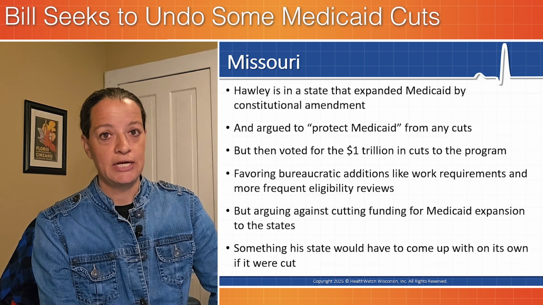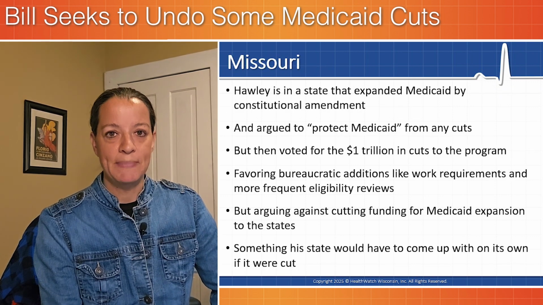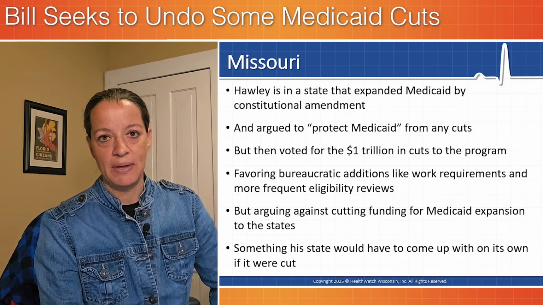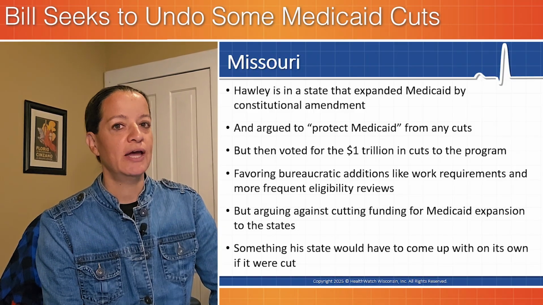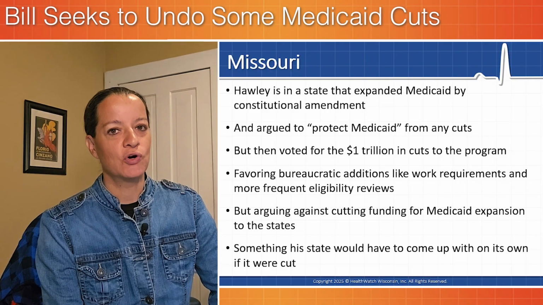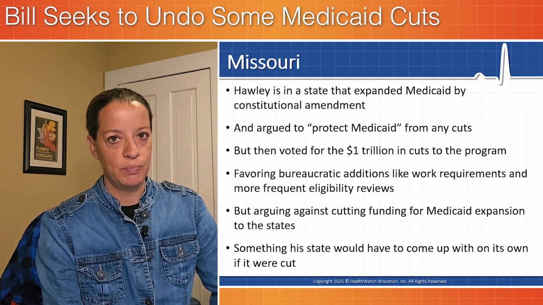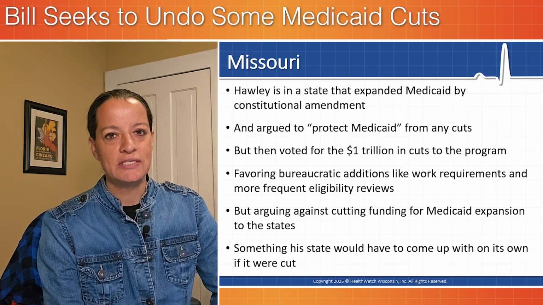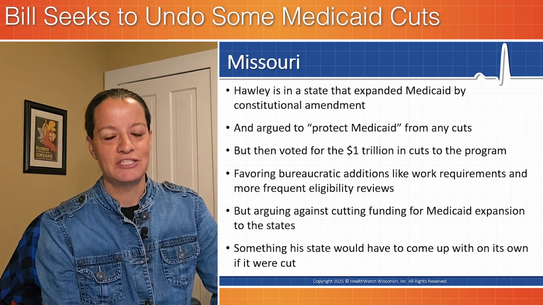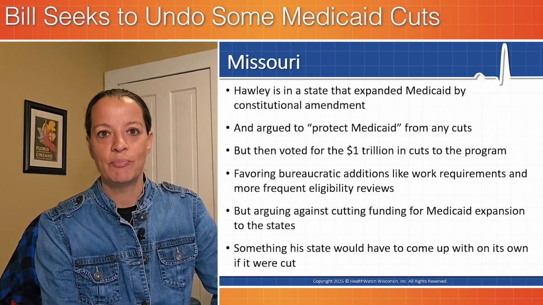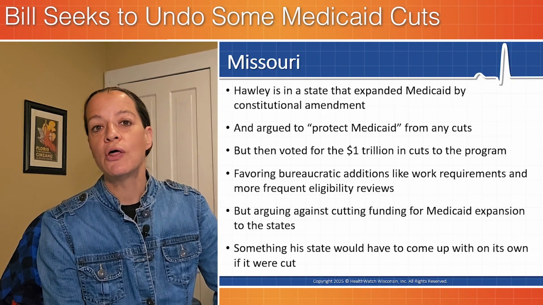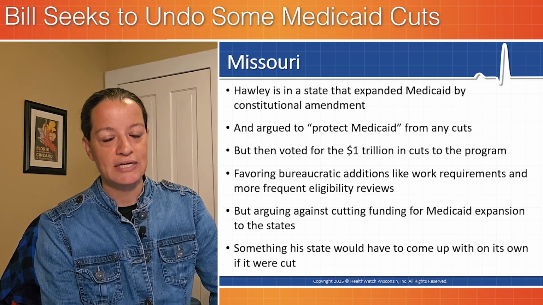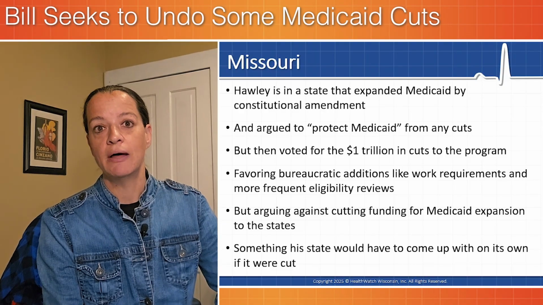Hawley is from a state, Missouri, that expanded Medicaid by constitutional amendment. When it was time to vote on the budget, he was arguing to protect Medicaid, but he favored work requirements and more frequent eligibility renewals. He just didn't want to see that Medicaid reimbursement rate to states be cut, because his state would have to come up with the funding for Medicaid expansion if the feds didn't provide it. Now he's trying to look at some of those other funding streams, like provider taxes, to make sure that states still get some Medicaid money.